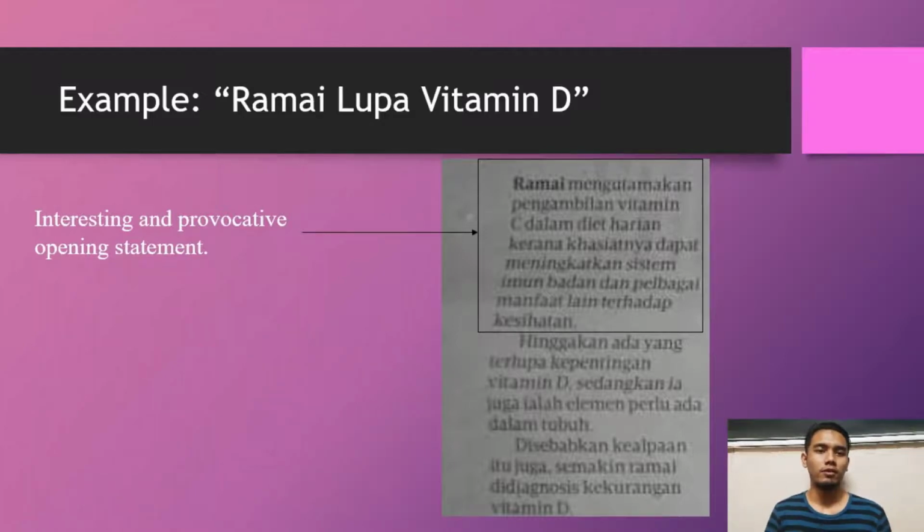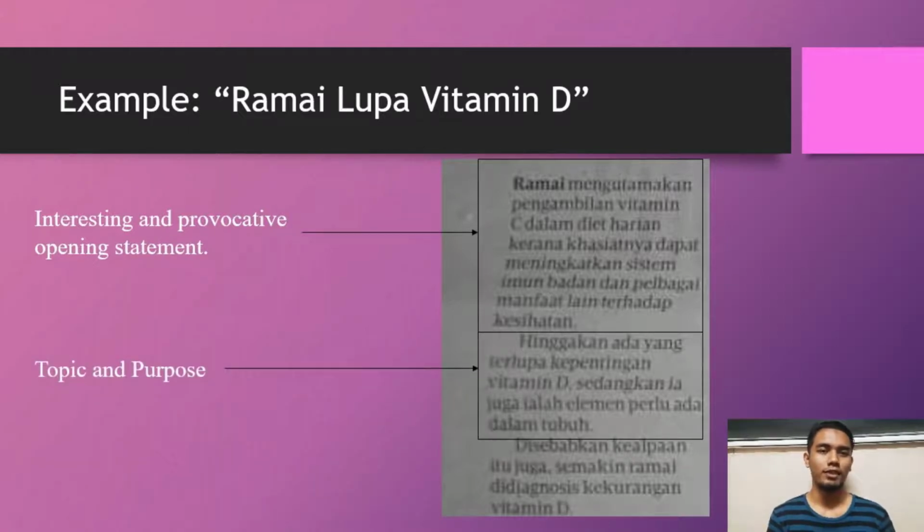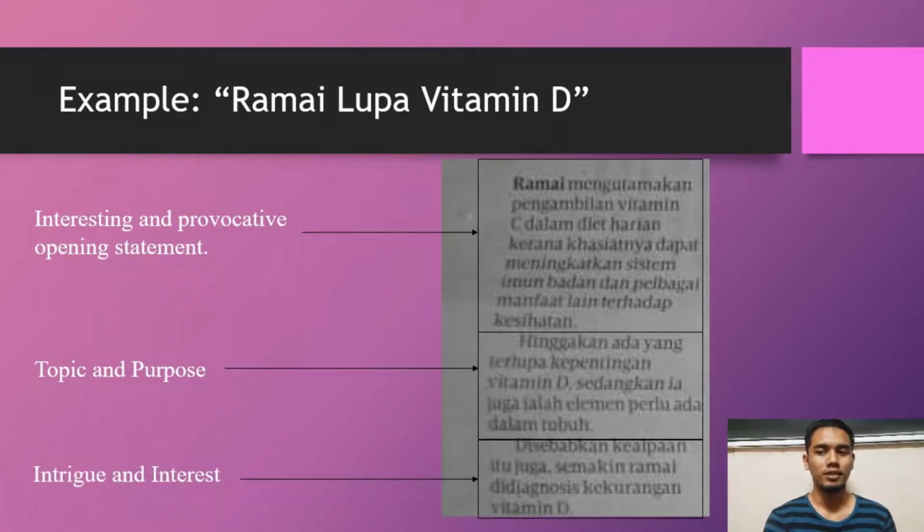After we write the interesting and provocative opening statement, we can start to insert the topic and the purpose of the writing. For example, in this feature writing it already mentions that people forgot about vitamin D in the headline, but in the second paragraph they repeat it to show the purpose of the writing, which is what they forgot, the importance of vitamin D.